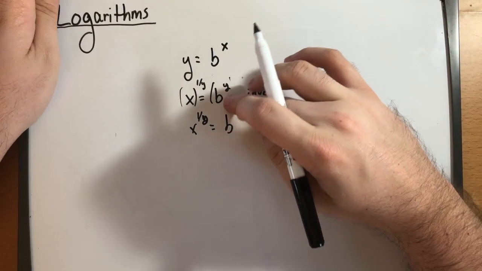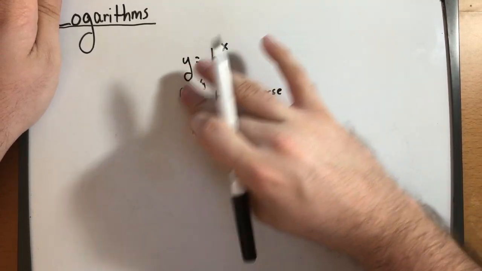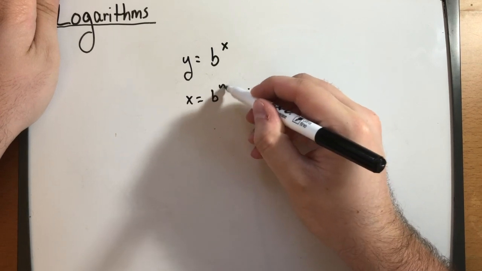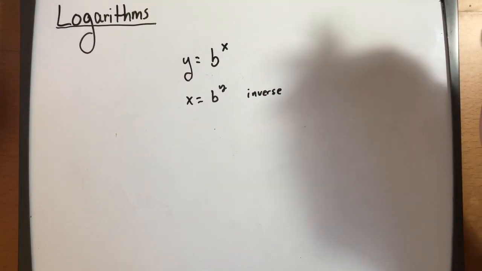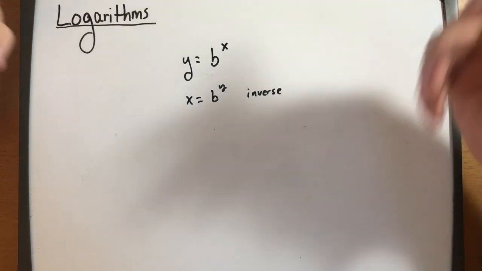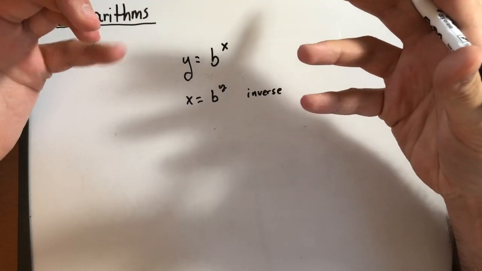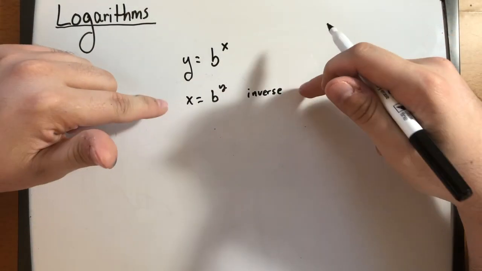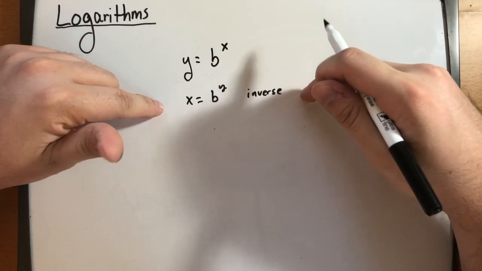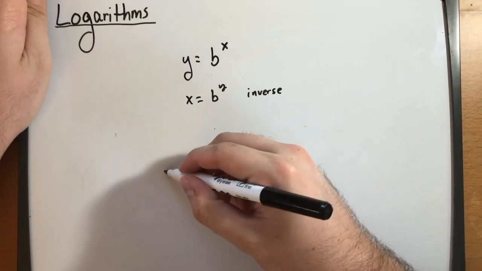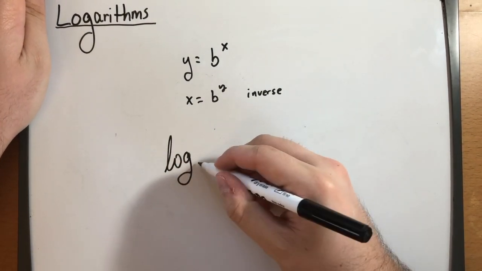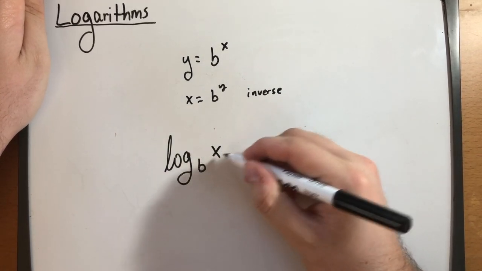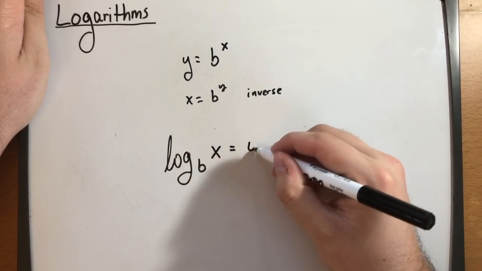So the whole purpose of logarithms is to be able to solve this type of problem, where we are trying to get or solve for the exponent. All a logarithm is, is rewriting an exponential function so that what you are solving for is the exponent. So to rewrite this in logarithmic form, we say log base b of x is equal to y.